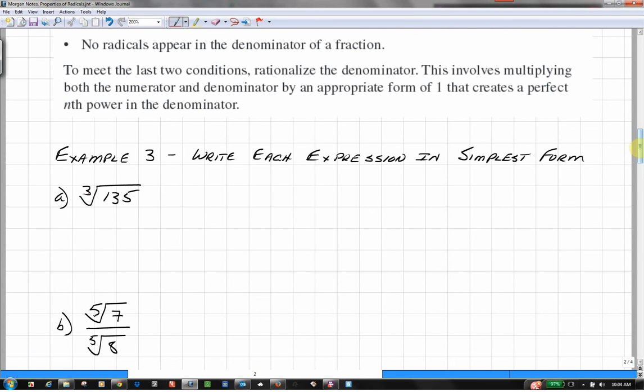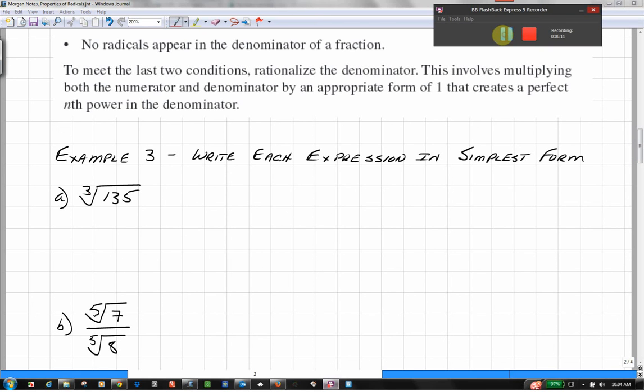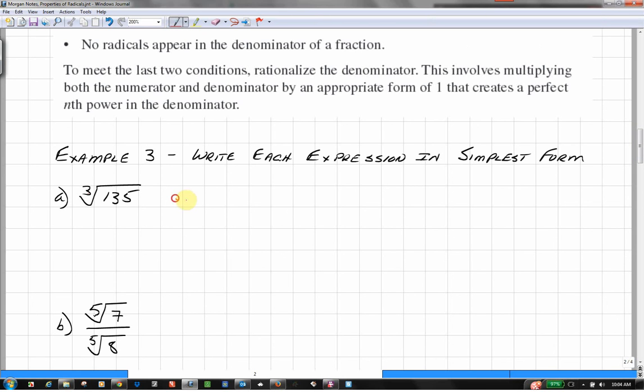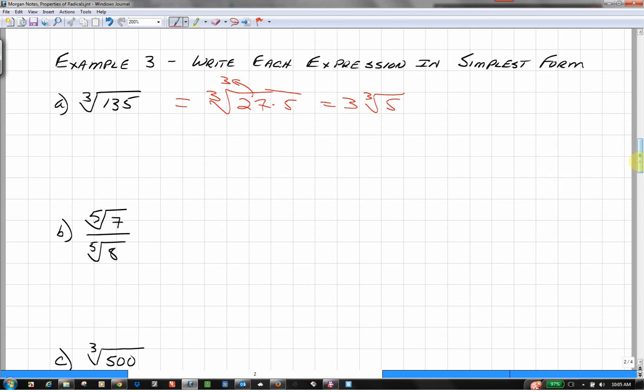So I have 135. Okay, so for 135, I can think of that as the cube root of 27 times 5. And then the cube root of 27 is 3. So this is going to be 3 times the cube root of 5. Okay, looking at the next one. What I have is an index of 5 for both of those, so those could combine under the same fraction. So I could have the 5th root of 7/8.